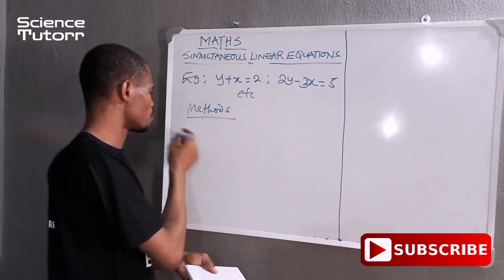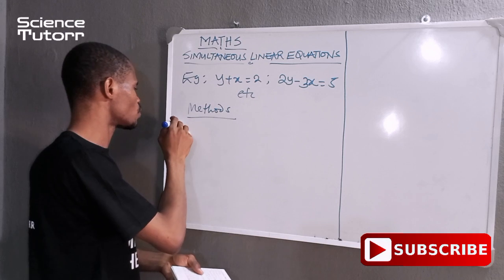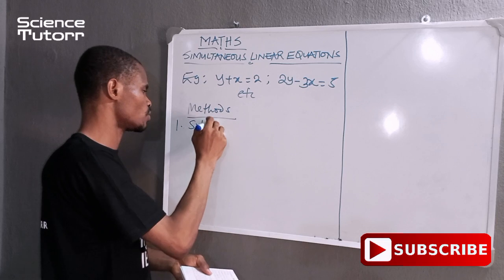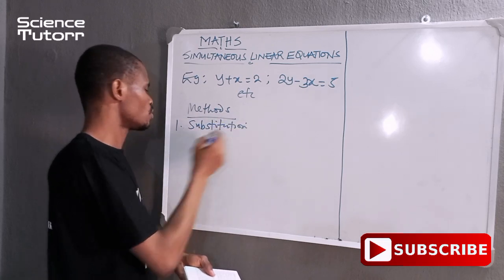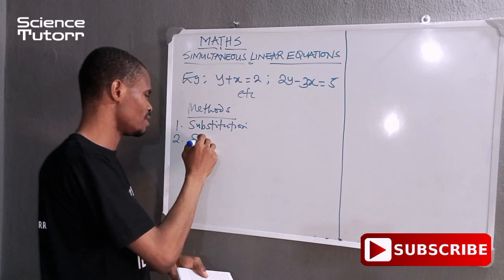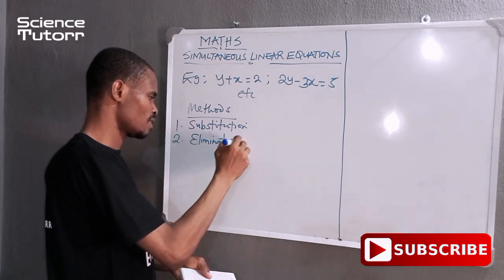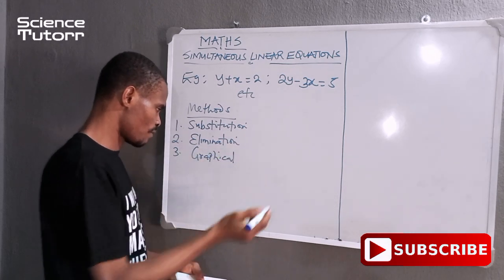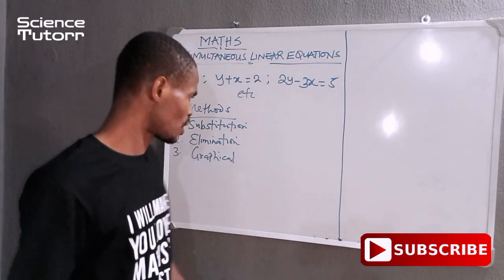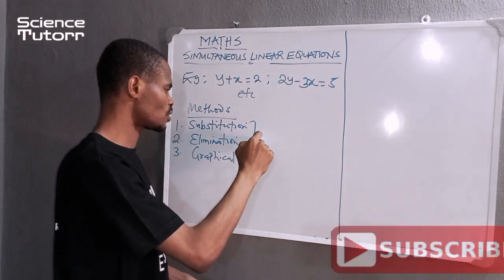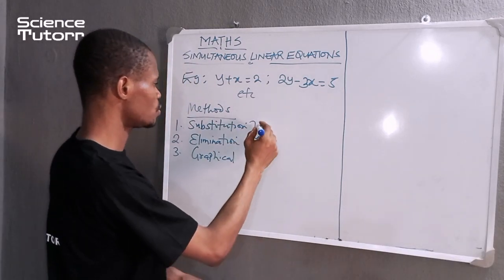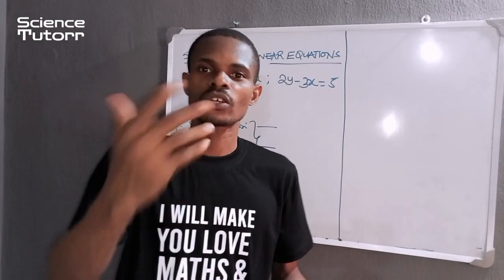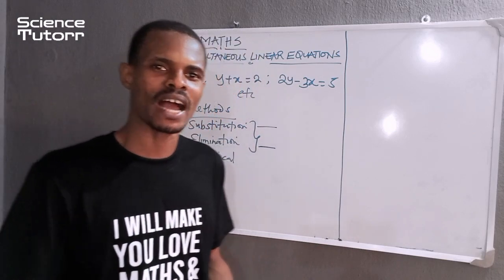Methods of solving, we have three basic methods. One, we have the substitution method. Two, we have the elimination method. Then thirdly, we have the graphical method. Now, for the purpose of this section, we shall be considering the first two methods. We shall be solving using the substitution method and also using the elimination method. Let us consider how each of these methods are applied.